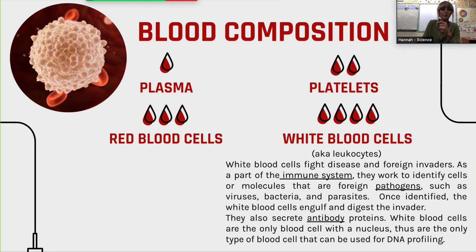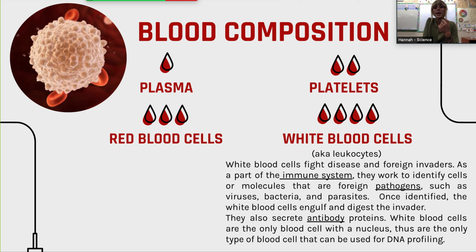And finally, we have white blood cells, also known as leukocytes, and white blood cells fight diseases and foreign invaders. They're part of our immune system, which is very important, and they work to identify cells or molecules that are foreign pathogens, a word I used before, such as viruses, bacteria, and parasites. Once identified, the white blood cells will then engulf or eat and then digest the invader.